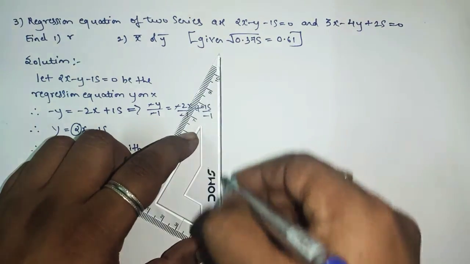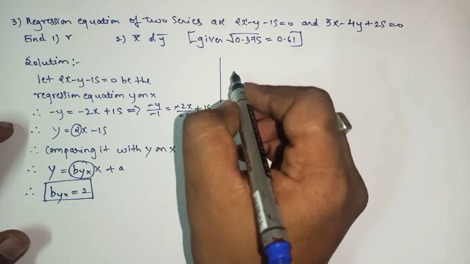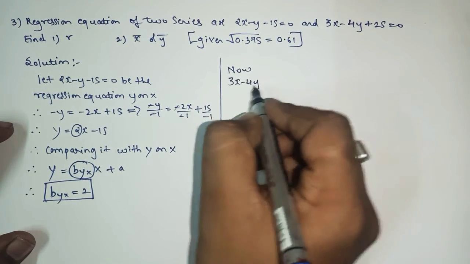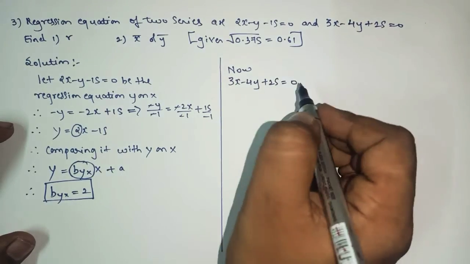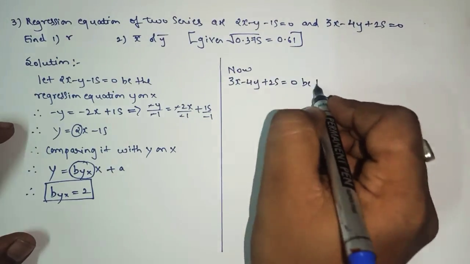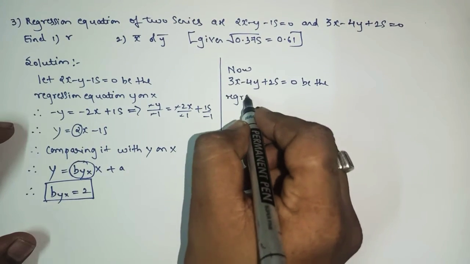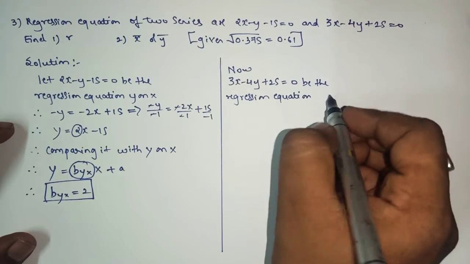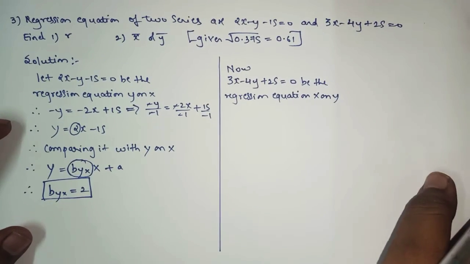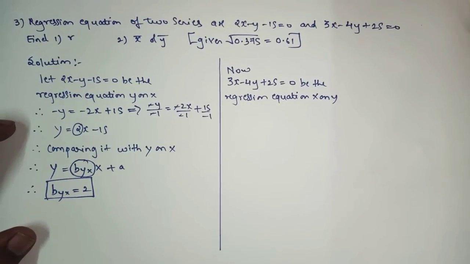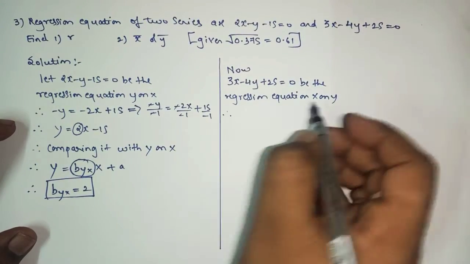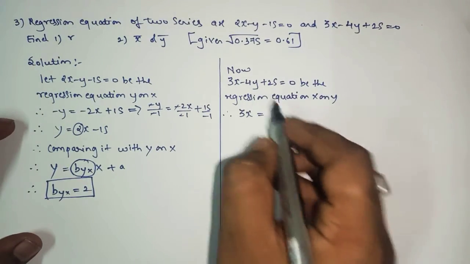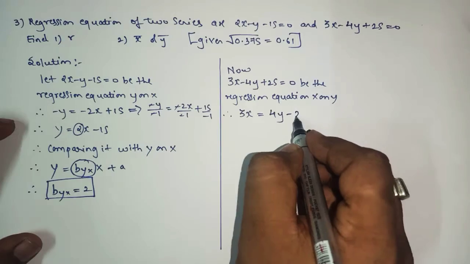Okay, so now we'll consider the second equation, that is 3x minus 4y plus 25 equals 0, be the regression equation x on y. Yes or no? So x on y means we'll keep x on the left hand side and y and the number on the right hand side.